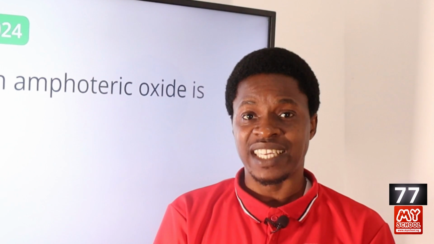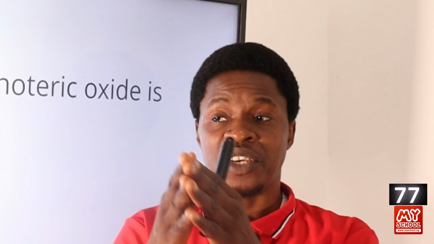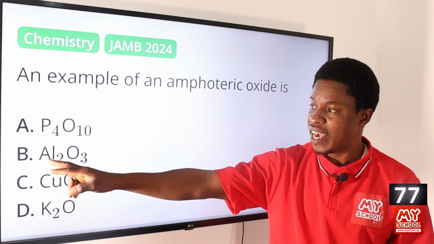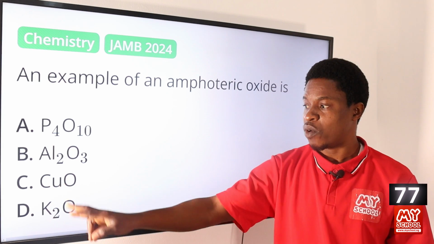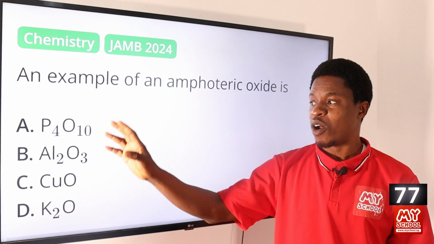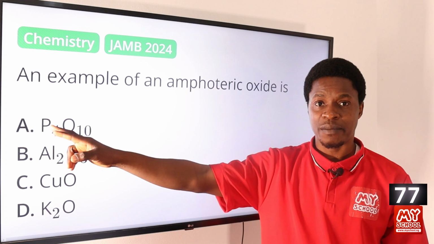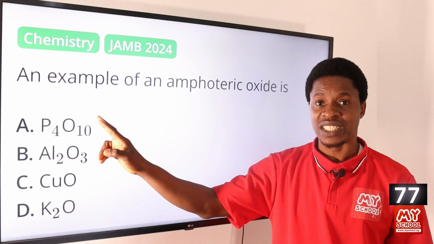They can act as an acid to form salt and water. They can also react with a base to form salt and water too. So out of all of this, we have P4O10, Al2O3, CuO, K2O. Of course, phosphorus is not a metal, so this is not a metal oxide. So this one is eliminated.